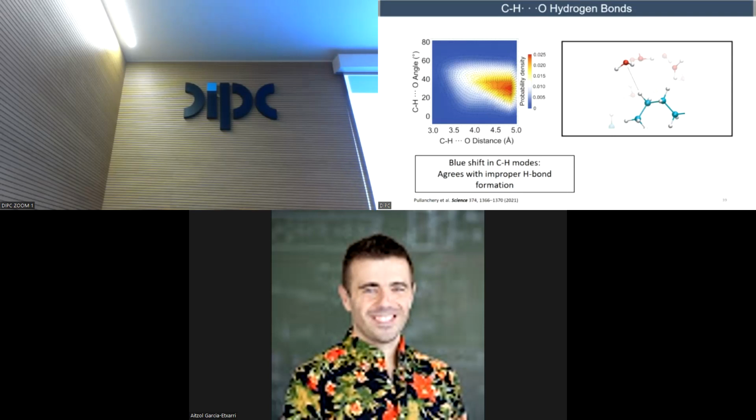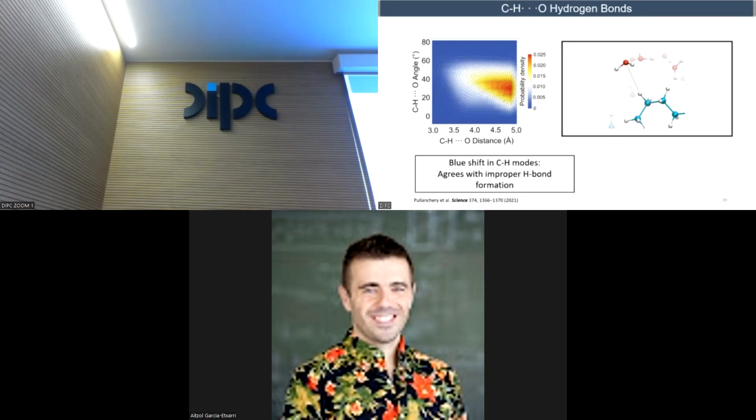And because this type of hydrogen bond would result in a blue shift, or a higher frequency shift, of the CH, we saw the higher blue shift in the CH peak from our sum frequency spectra. So we then concluded that you do have some improper hydrogen bonds that form at this interface, and they mediate the charge transfer from interfacial water to oil.